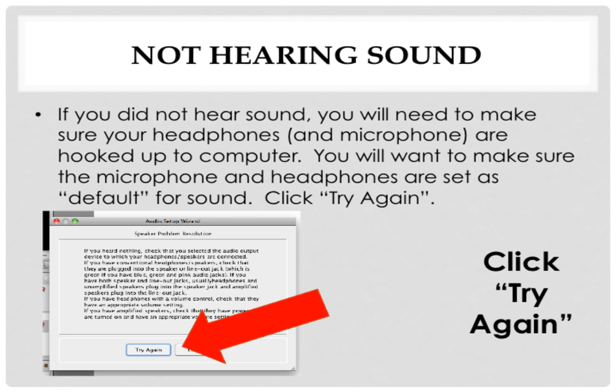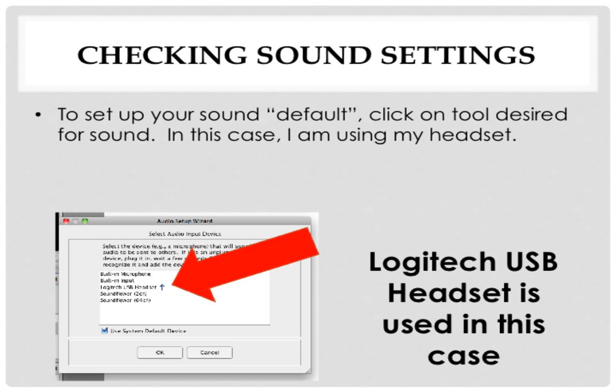To set up your sound equipment as default, click on the tool desired for sound. This dialog box will open up when it's asking you to set your default for your sound equipment. In this case, I'm using my USB headset.